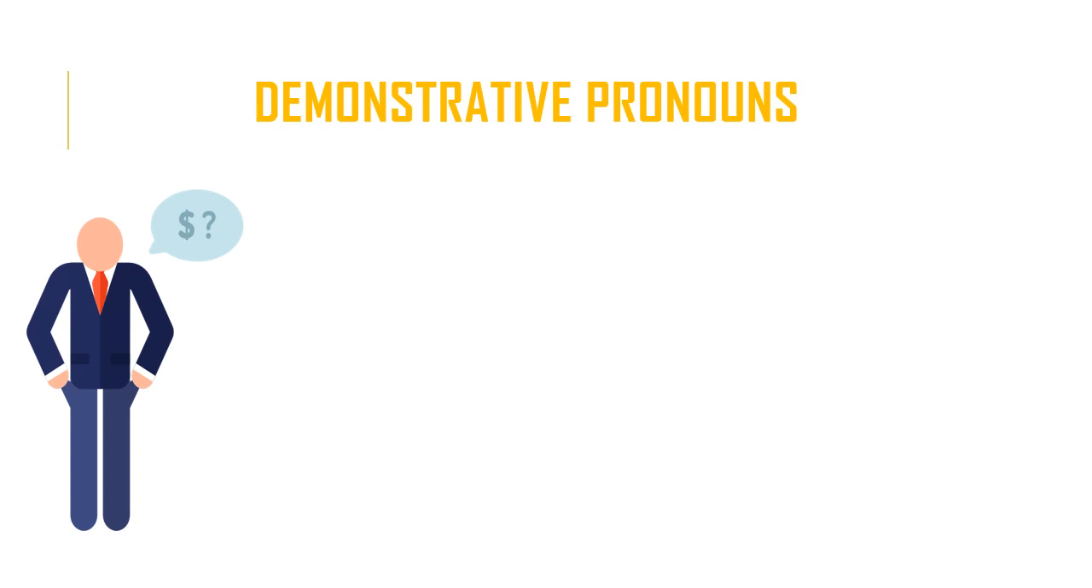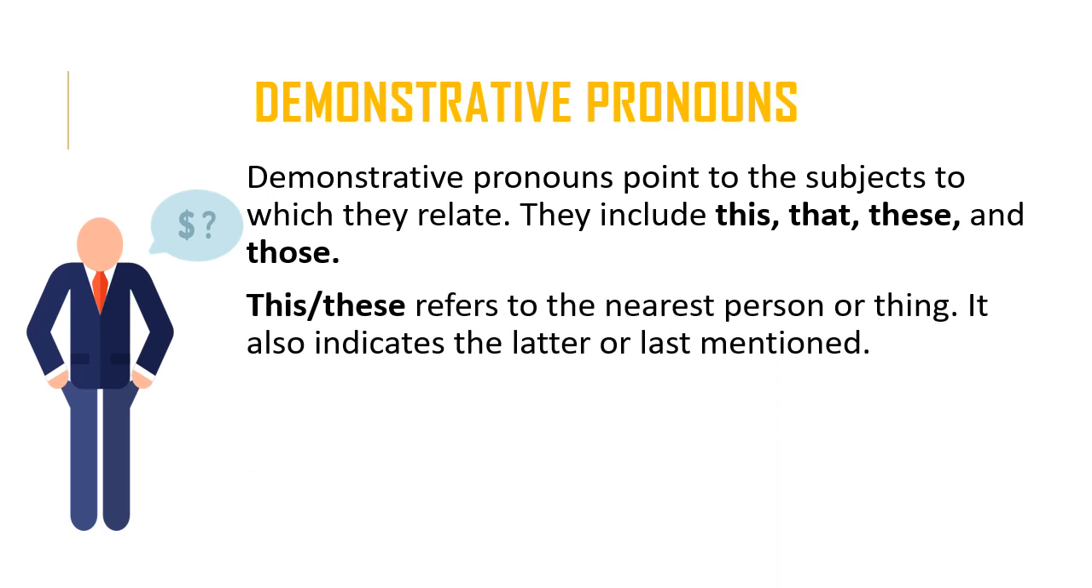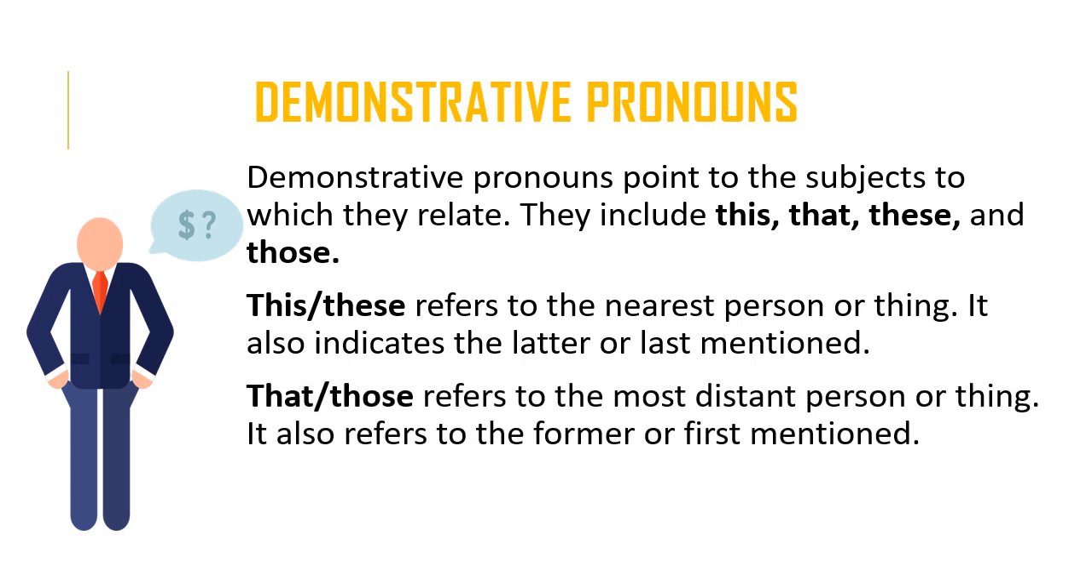All right, now let's turn to demonstrative pronouns. Demonstrative pronouns point to the subjects to which they relate. They include this, that, these, and those. This and these refer to the nearest person or thing. It also indicates the latter, or the last mentioned. That and those, for the plural, refer to the most distant person or thing. It also refers to the former, in other words, the earlier or first mentioned.